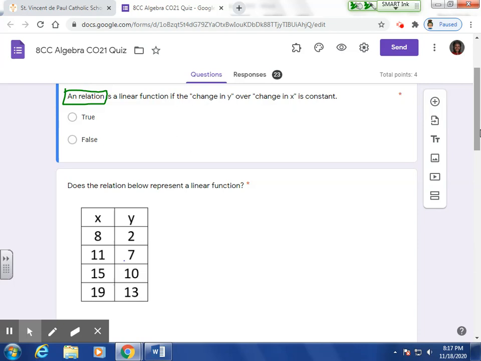A relation is a linear function if the change in y over change in x is constant. That is the definition of a linear function. Yes, the change in y over change in x is constant. So that would be true. Number two.